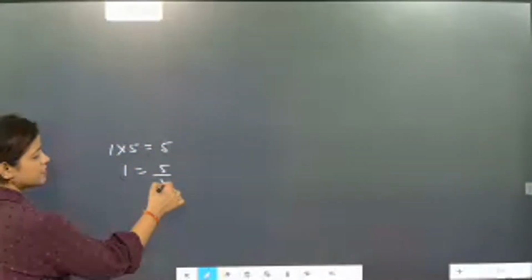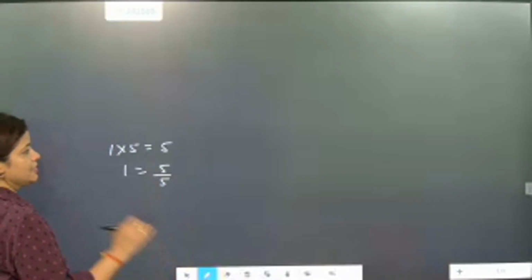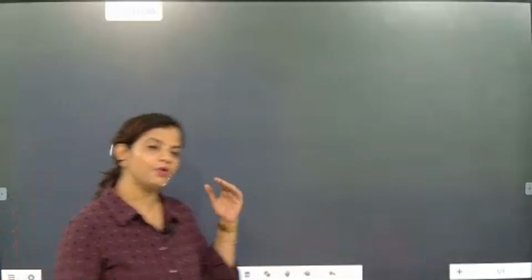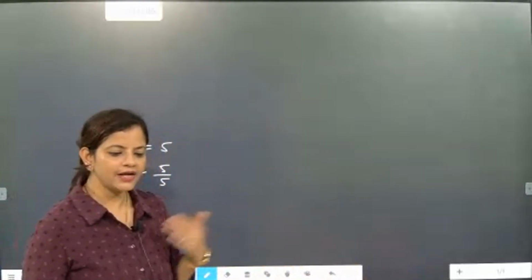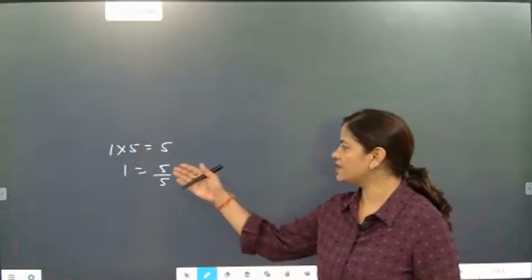Because beta 1 is equal to, yes, that's the most important thing. Here is the catch, because I had a problem in understanding. So what I did is I was understanding like 1 into 5 is equal to 5. So 1 is equal to 5 by 5.